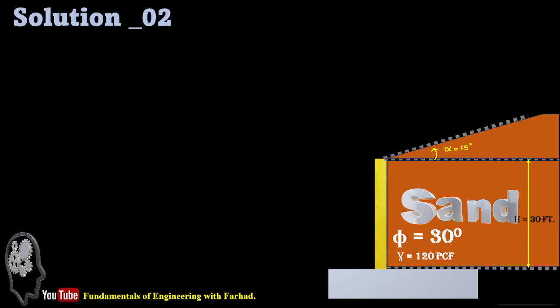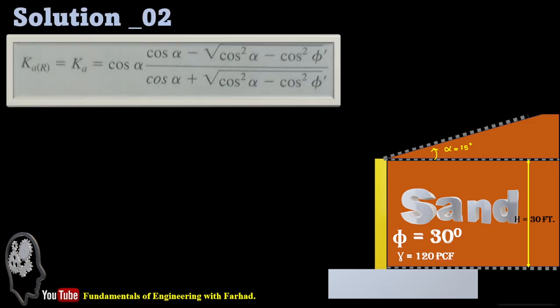Let's move to solution 2, which is the Rankine theory. So Ka of Rankine is equal to this equation, cosine of alpha, and you can find these equations both in geotechnical engineering textbooks, like in any foundation books, and also FE and PE manual, reference manual. So don't worry about it.